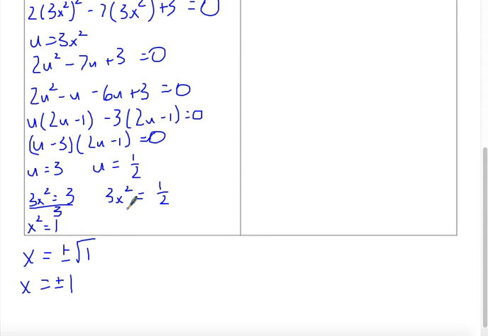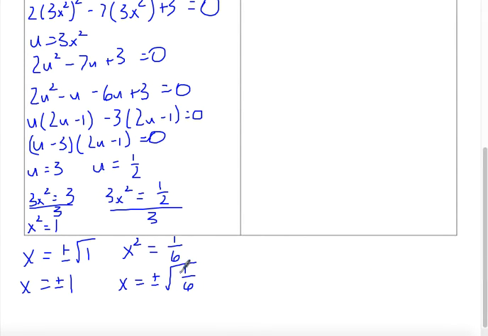The second one, same thing. We'll divide both sides by 3. So that gives us x squared equals, careful, so 1/2 divided by 3 is the same as multiplying 1/2 by 1/3. So that's x squared equals 1/6. x equals plus or minus the square root of 1/6.